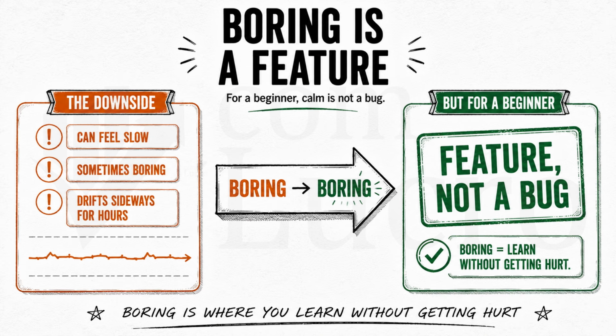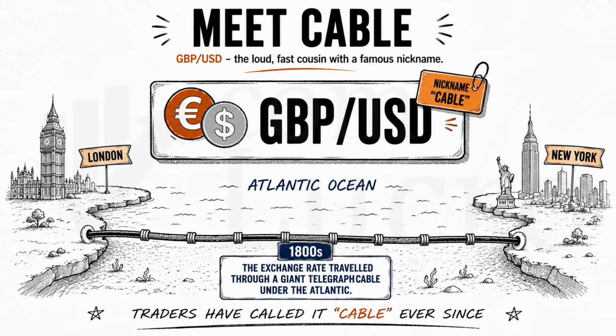If you came to trading for adrenaline, this pair will test your patience. But here's the thing. For a beginner, boring is not a bug. It's a feature. Boring is where you learn without getting hurt. So that's the calm one.